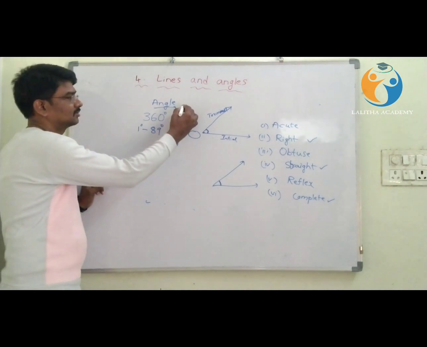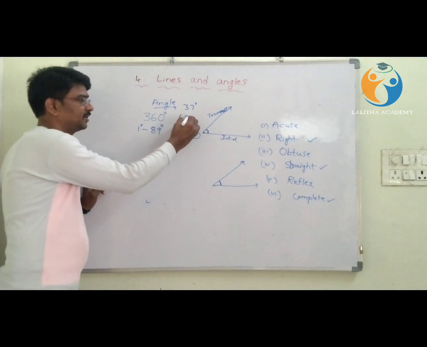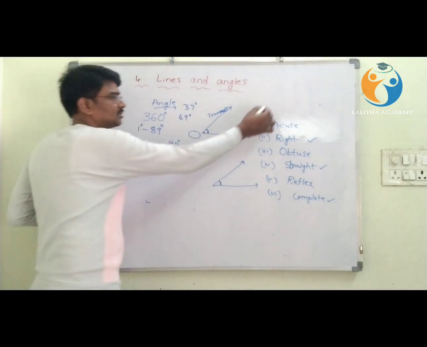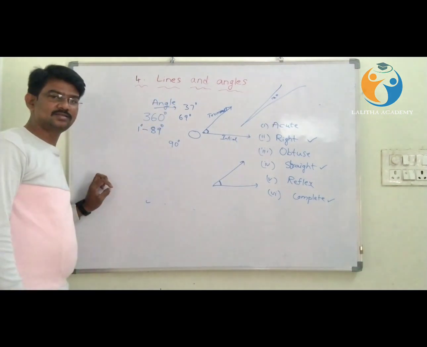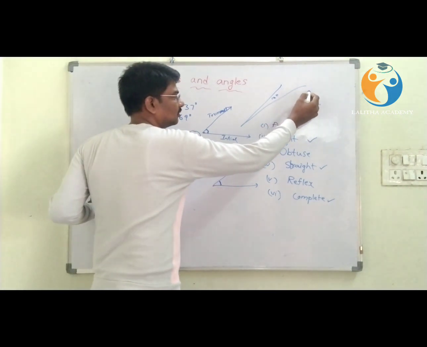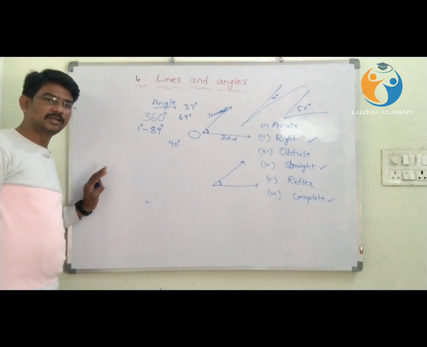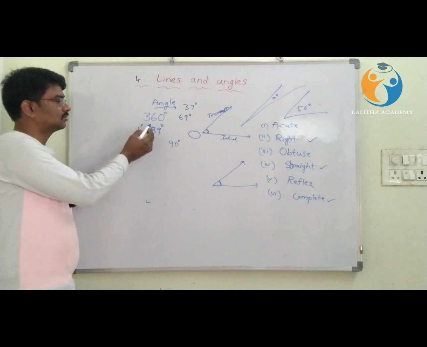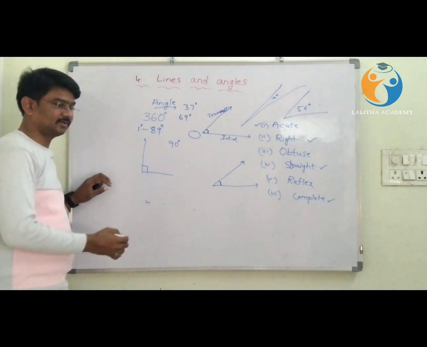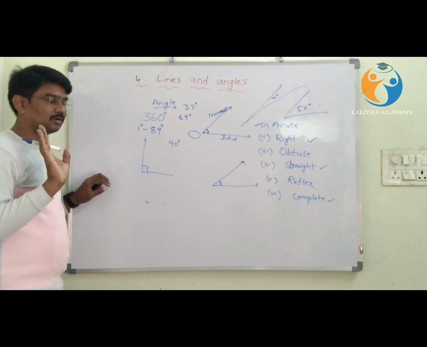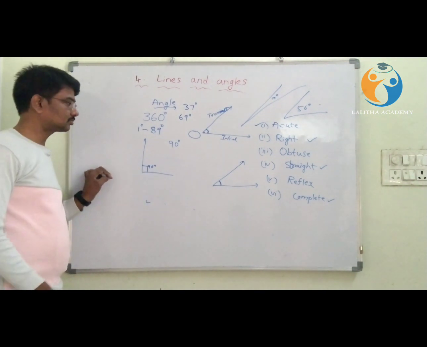Suppose I am writing 37 degrees, which type of angle is it? Acute angle. 69 degrees, this one? Acute angle. Suppose a picture is given like this with 12 degrees, which type of angle is it? Acute angle. Like this, 56 degrees is given, which type of angle is it? Acute angle. Understand? So that is the acute angle, first one over. Next, right angle. Compulsory this one. Wherever this symbol is, that is a right angle, 90 degrees.